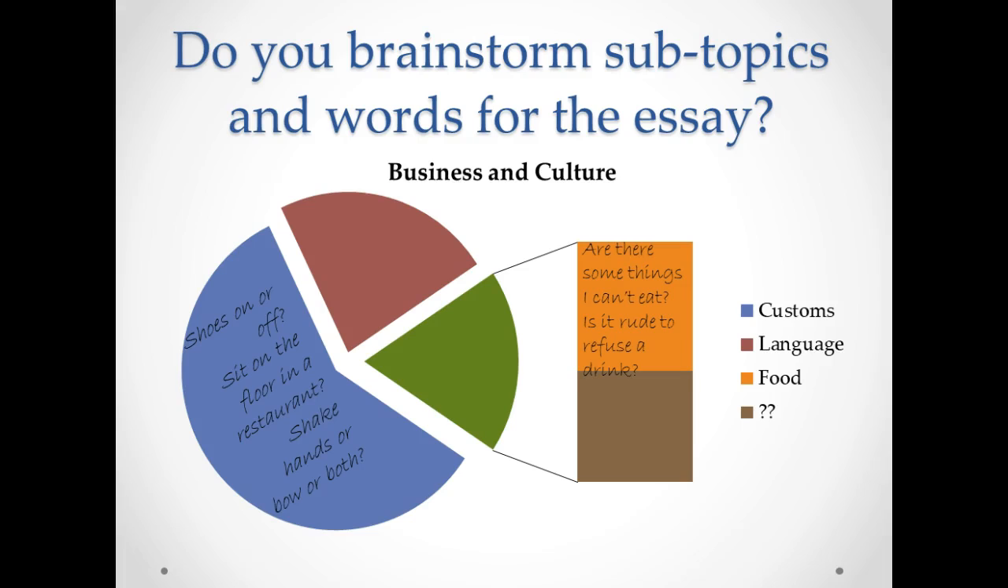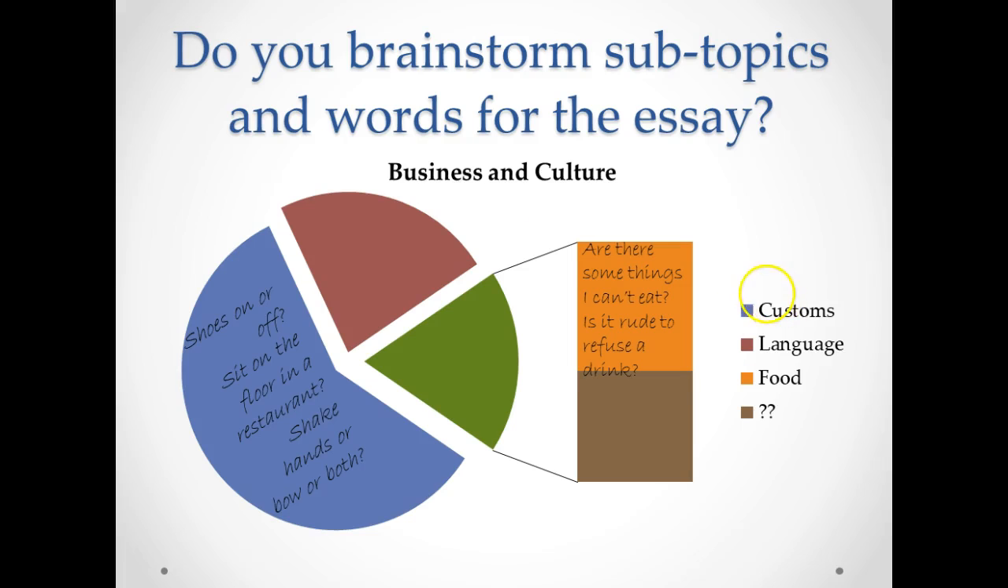Do you plan? When you think about business and culture, what comes into your mind? Do you organize your thoughts? For example, this student has thought, when a business person relates to a person from another country, it's good to know some of the customs. It's good to know a little bit of the language. It's good to know what to expect if you're eating in a foreign country with other business people.